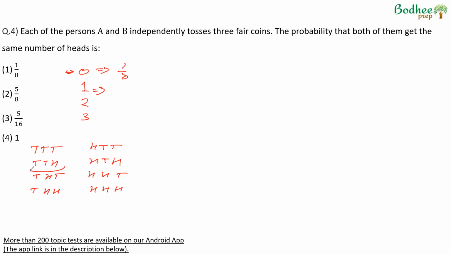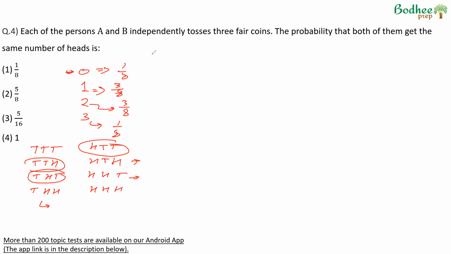Getting 1 head is 1, 2, 3, so 3 by 8. Getting 2 heads is 1, 2, 3, 3 by 8. Getting 3 heads is this one, 1 by 8.